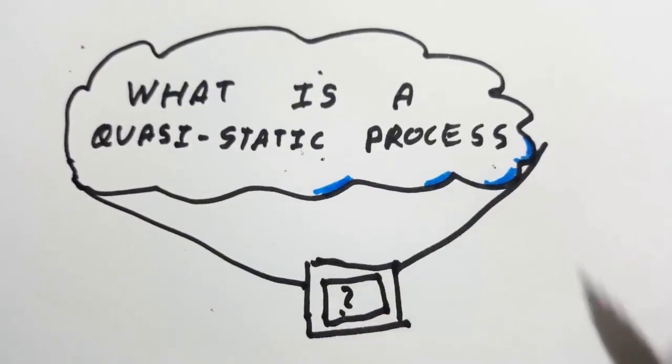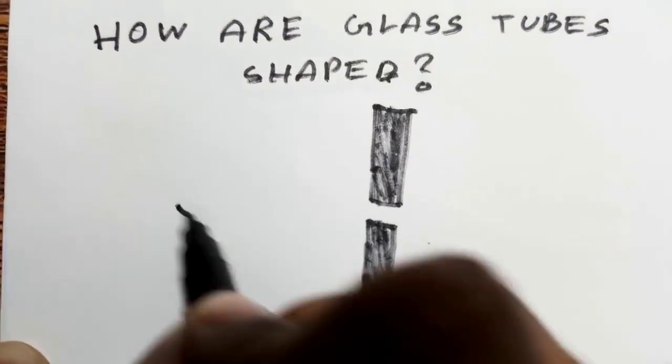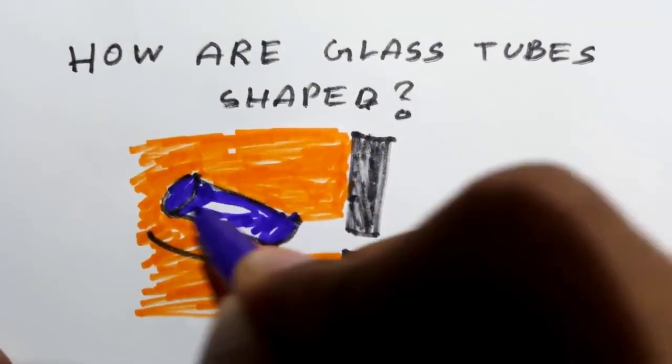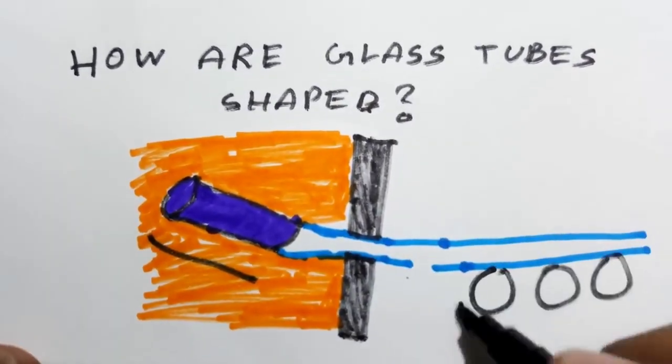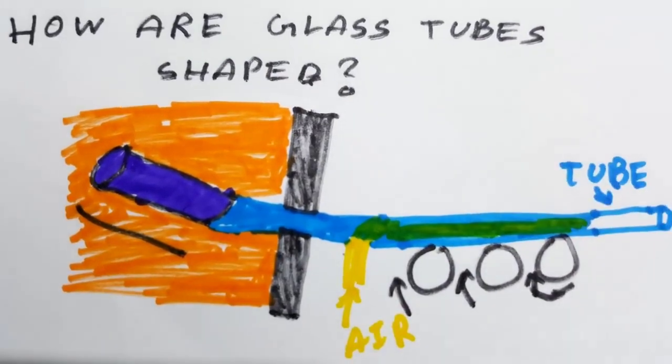Finally, it's time for this episode's question. What is a quasi-static process? Also, it's time to answer our last episode's question. How are glass tubes shaped? Molten glass is wrapped around a rotating hollow cylindrical mandrel and is drawn by a set of rolls. Air is blown through the mandrel to prevent the glass from collapsing.